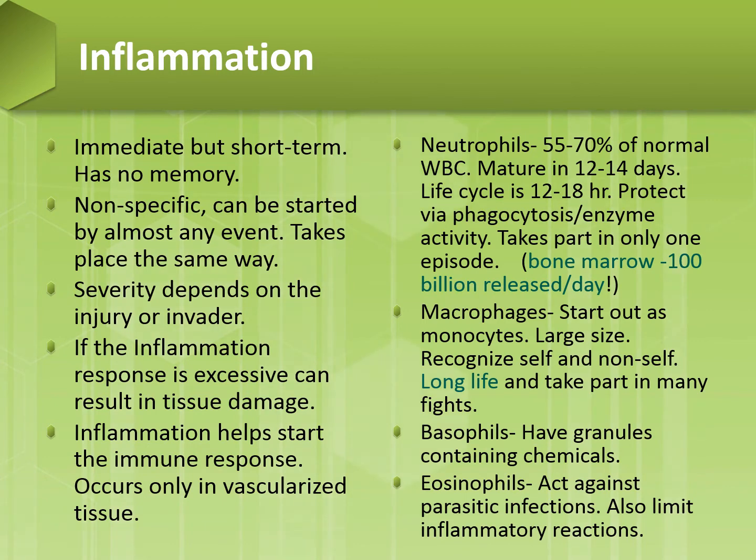Macrophages start out as monocytes. They're large in size, and they can recognize self and non-self. They have a long life and take part in many fights. Basophils have granules containing chemicals. Eosinophils act against parasitic infections and also limit inflammatory reactions.